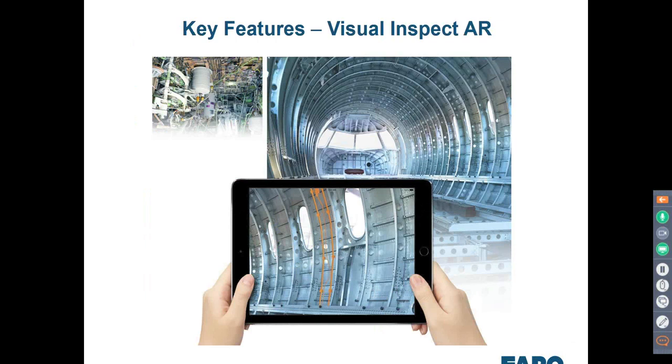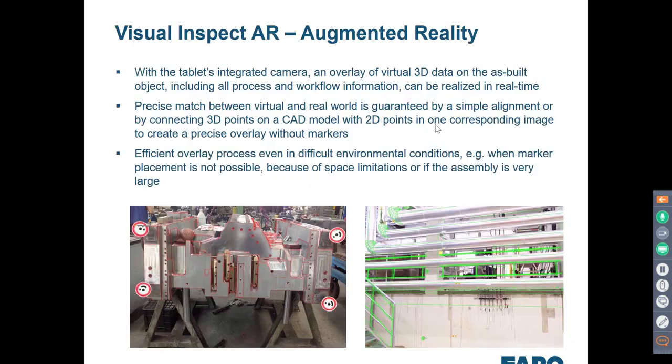Let's talk about some of the key features, not just capabilities. So we talked about the augmented reality, and we have the ability to have an extremely powerful mobile CAD viewer as a base level. And then with software from FARO, Visual Inspect, we also have the ability to augment or overlay 3D virtual data on the as-built. This is the augmented reality feature.